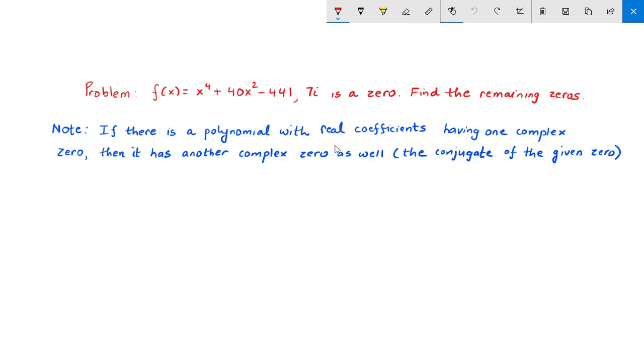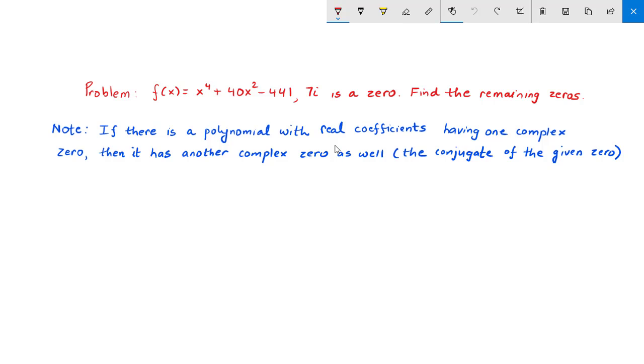So this question was asked by a student. As you can see on my screen, there is a polynomial with degree 4. The highest power of x is 4, and one of the zeros is given as 7i, which is a complex zero, and we have to find the remaining zeros.